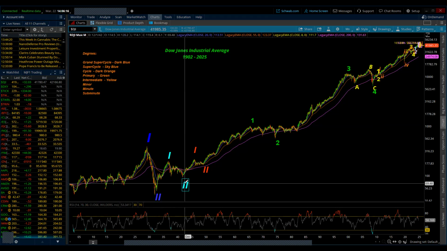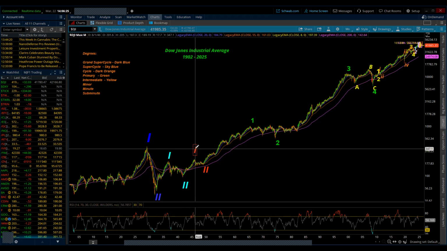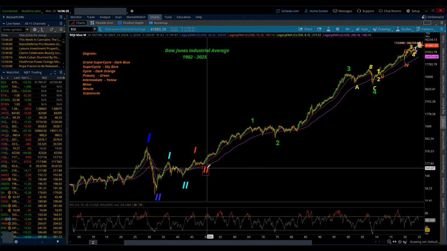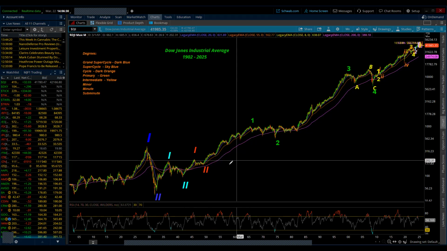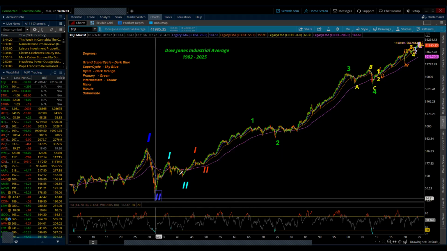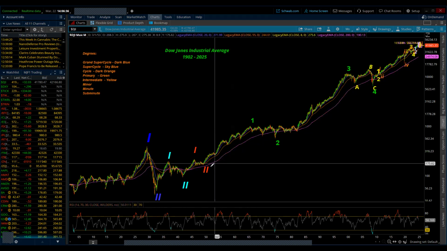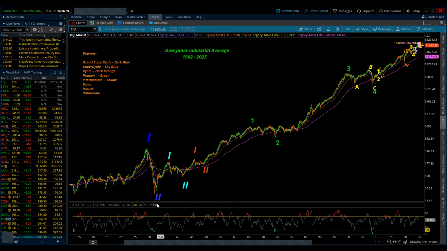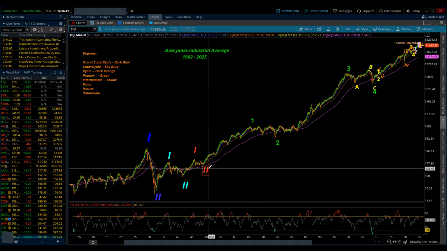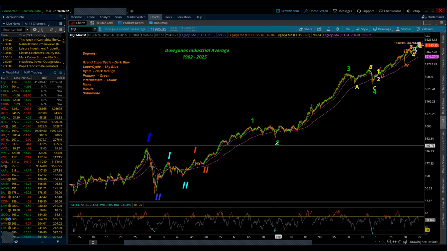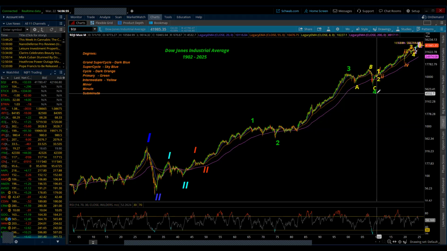What's inside Supercycle Wave 3? 5 waves of cycle degree, of which we've done cycle 1 and 2. So we're in cycle wave 3 of Supercycle Wave 3 of Grand Supercycle Wave 3. Basically, we're in a 3 of 3 of 3 move. Now, what's going to be in just cycle wave 3? There are going to be 5 waves of primary degree, of which we have 1, 2, 3, and 4.